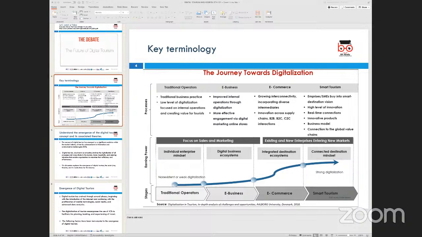So what we see is this particular image showing in a beautiful way how the emergence of digital tourism has happened, wherein traditional operators have transformed by getting into an era wherein it became important to have websites, or a route through which you could also disseminate information, and that was online.